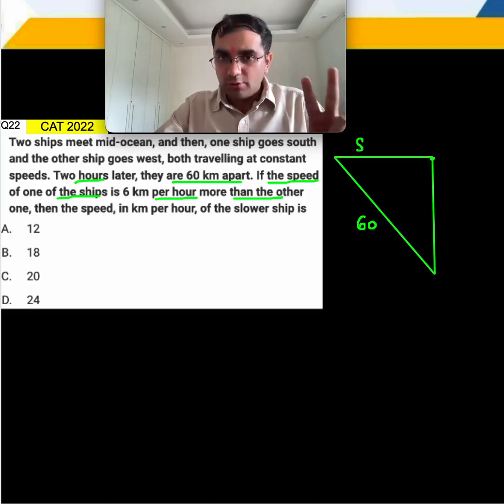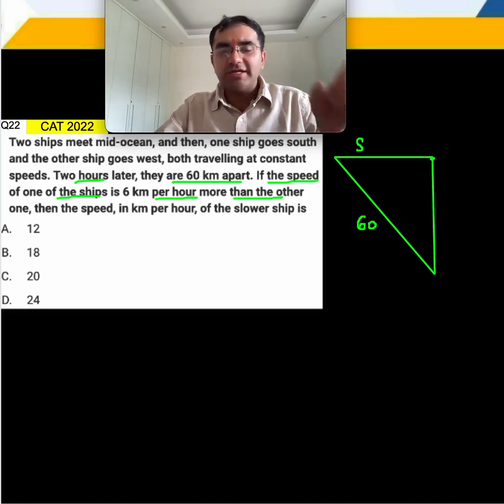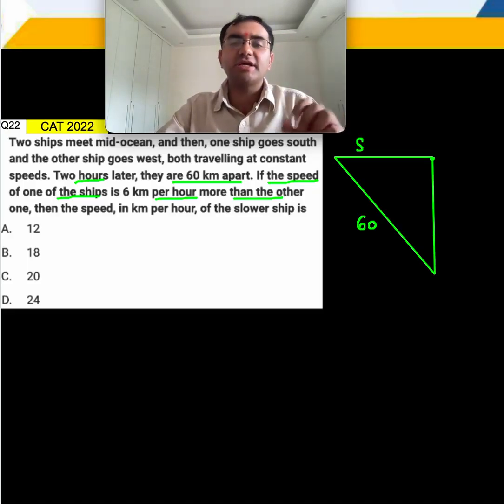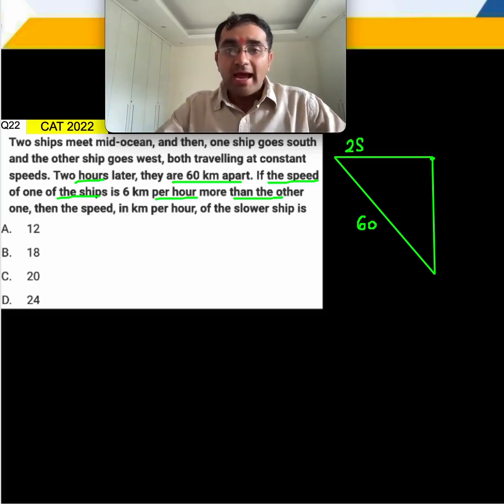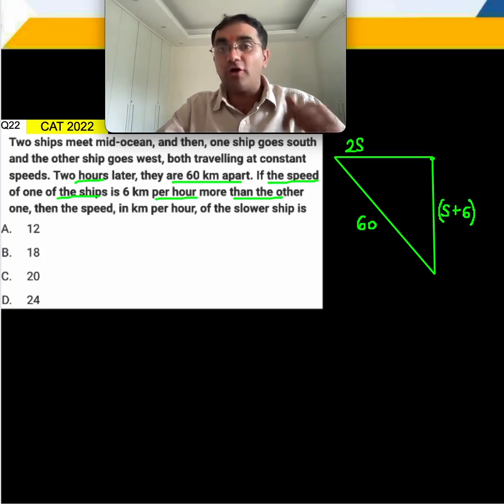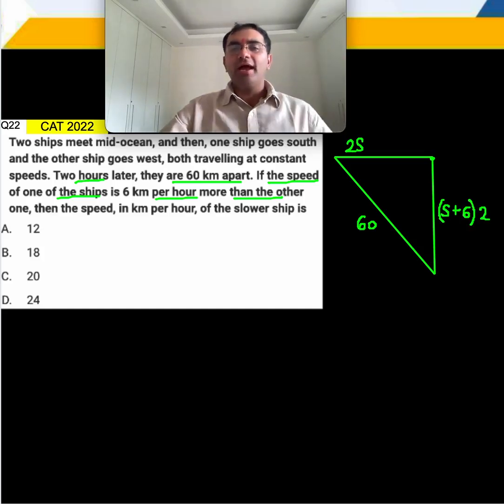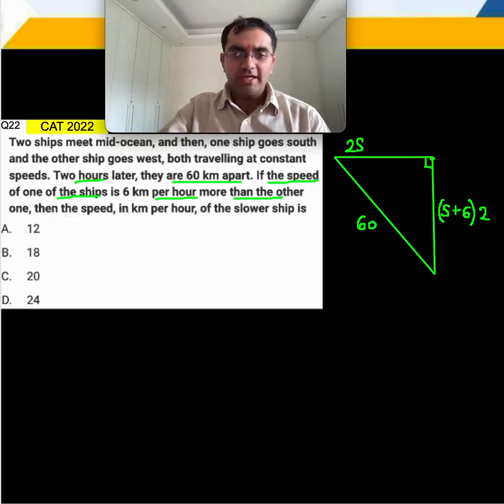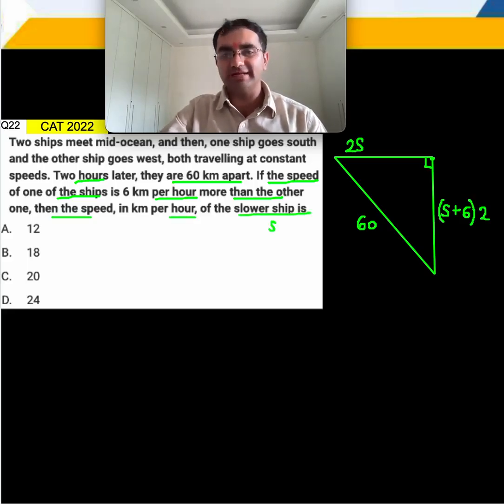This happened 2 hours later, right? So 2 hours later at a speed of s, distance covered becomes speed into time, 2s. And the speed of the other ship is 6 kilometers per hour more, so that becomes s plus 6 for 2 hours, (s plus 6) into 2. And now here we can apply Pythagoras theorem. What a lovely question, and definitely not at all difficult. But yes, it takes you 2 minutes. Let's use Pythagoras theorem quickly. Find the speed of the slower ship, that is s.